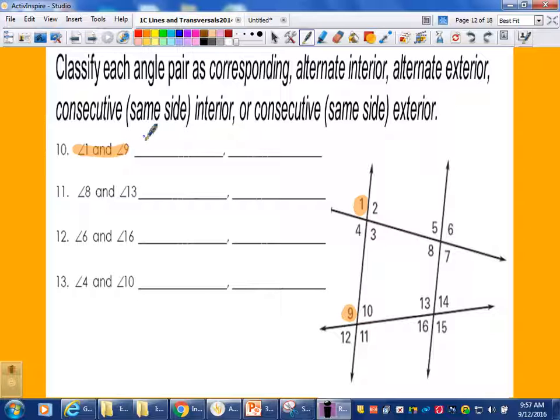Those are on the same side of the transversal, because this is the transversal right here. They're on the same side, but they're not both inside the lines. They're not both outside the lines. One's inside and one is outside, they're in the same position. So those are corresponding. And just like my saying says, everything's congruent except for consecutive and linear pairs. So these are congruent because they are not consecutive or linear. They are corresponding.